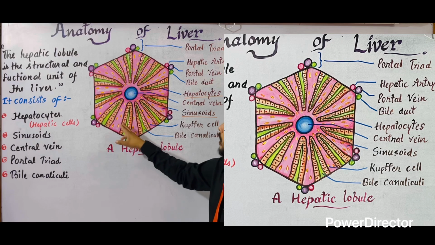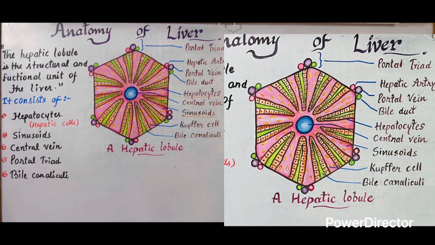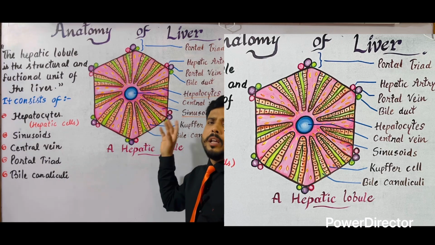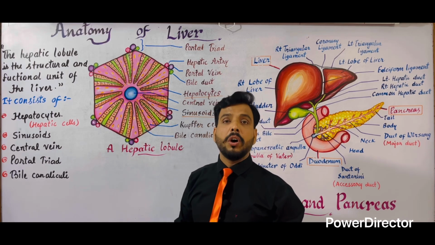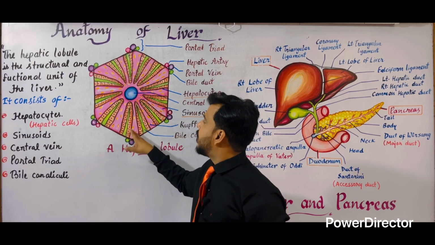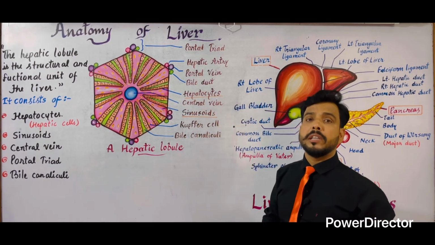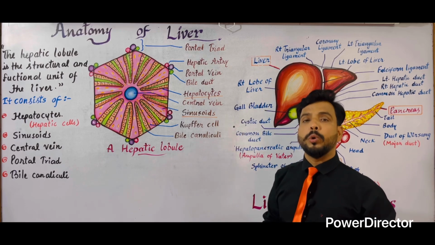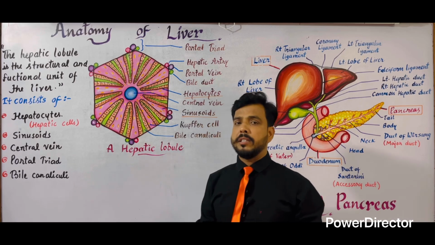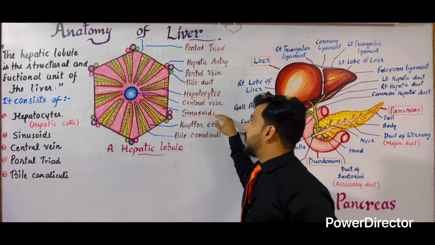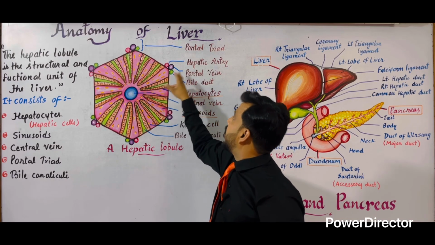After that, you can see this pink colored area, which I made with dark pink color. These are the spaces, or you can say blood capillaries, present between the hepatocyte cells. These blood capillaries are known as sinusoids, a very important structure present in the hepatic lobule. So sinusoids are the blood capillaries present between the hepatocytic cells. These sinusoids receive the blood from the hepatic artery and portal vein.